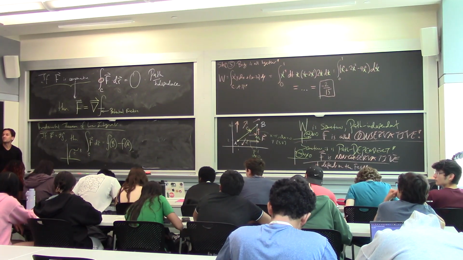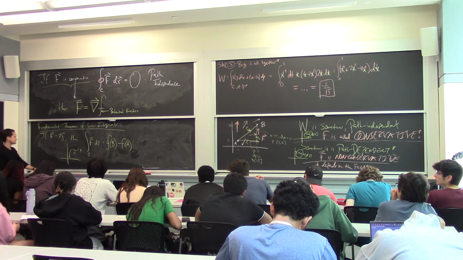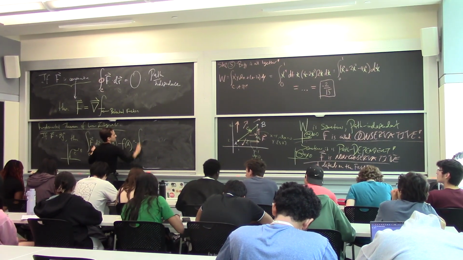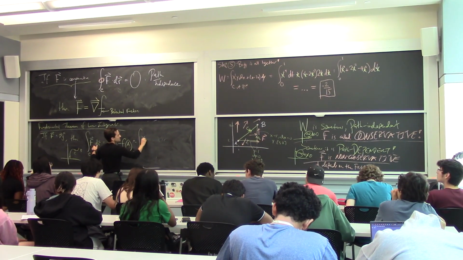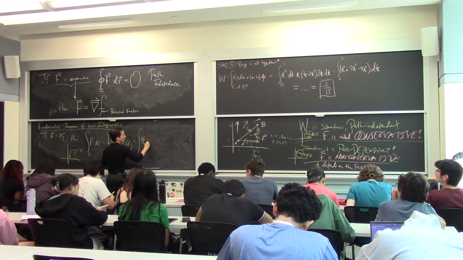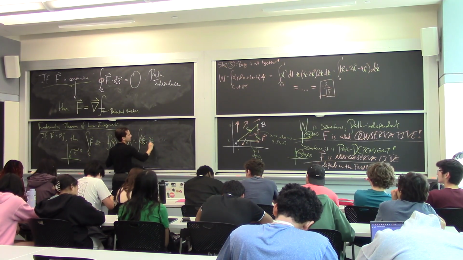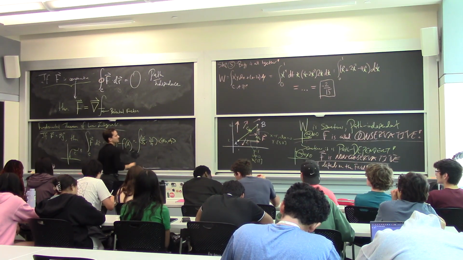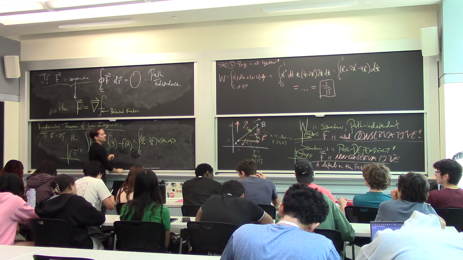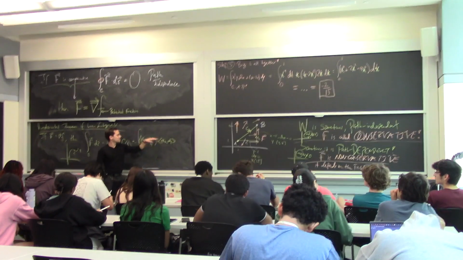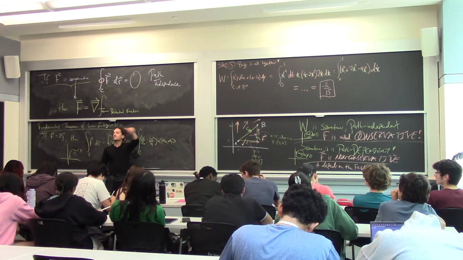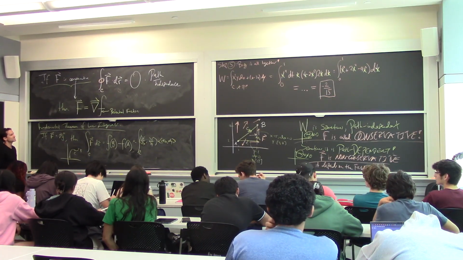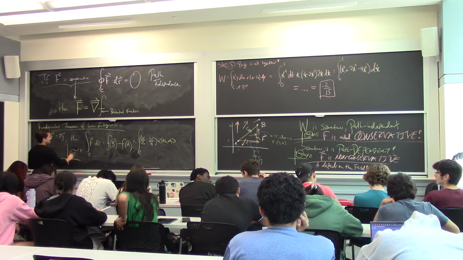Questions? Can you prove it? Yes, but really quick. If the field is the gradient of a potential function, then this is df/dx, df/dy, dotted with dx, dy. df/dx dx plus df/dy dy is the differential of f. And if you integrate that, you get the f's at the endpoints. But this is where you want to be.